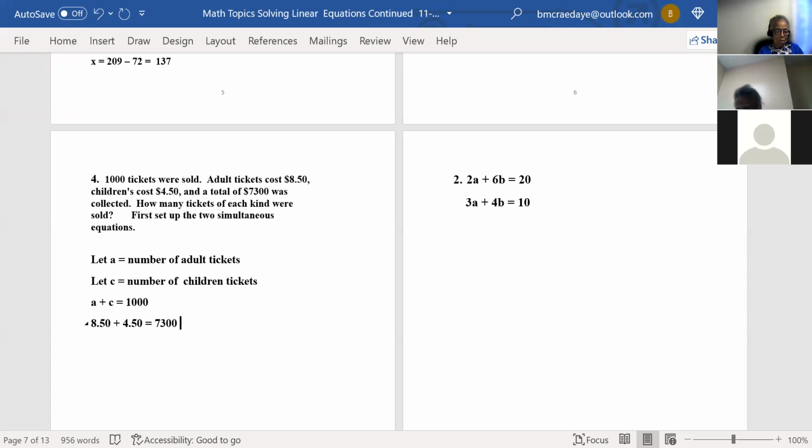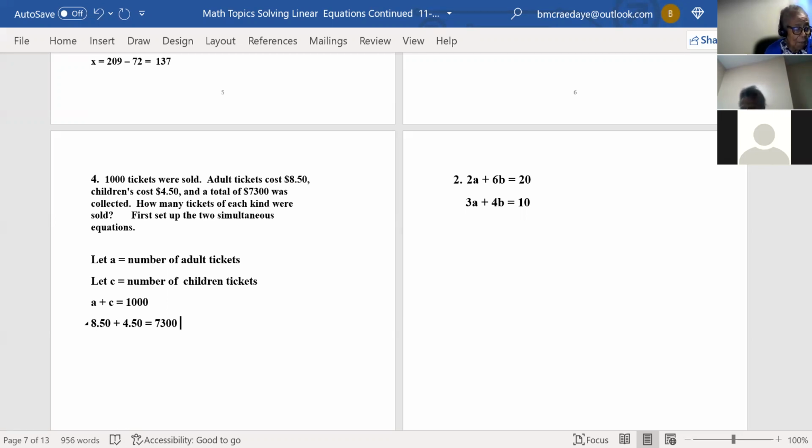Vanessa, 7,300 is equal to what, 1,000? No, it cannot. It's the total amount that you collect for the tickets, right? It's the number of children's tickets times its price plus the number of adult tickets times its price, right?